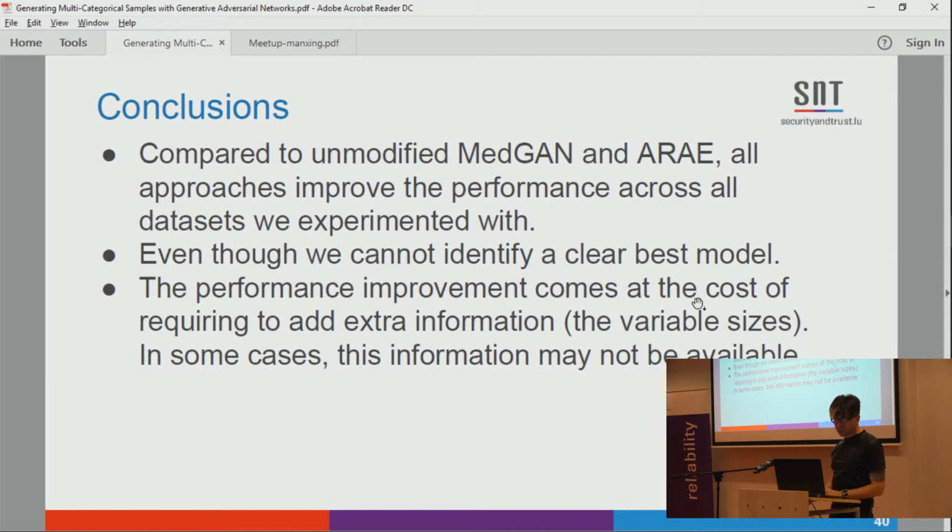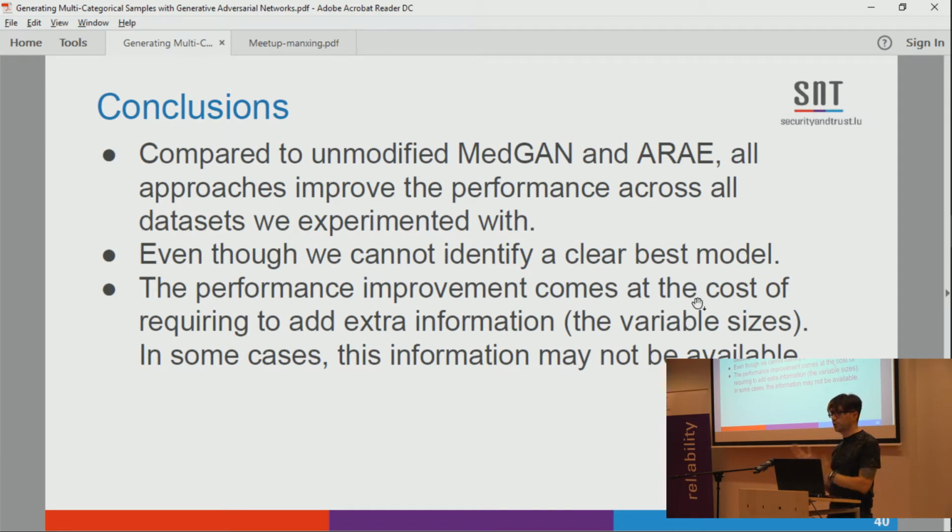As a conclusion, we can say that compared with the 2 baseline models, in all the cases, our models outperform those models in all the metrics. But there is no single best model in every case, which is reasonable. We cannot expect that one of the models is good for every data set. But at least from the 4 models that we propose, always one of them is the best.